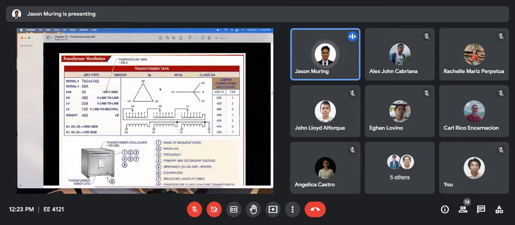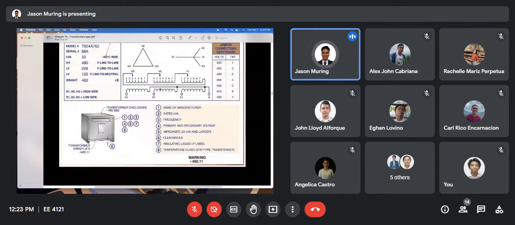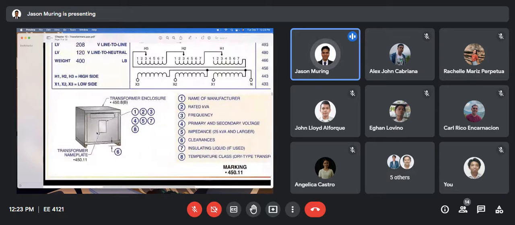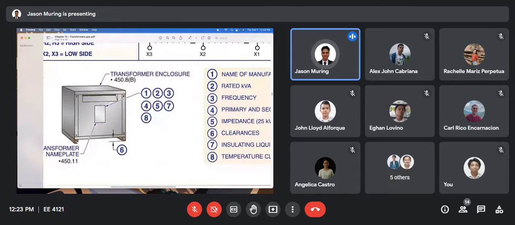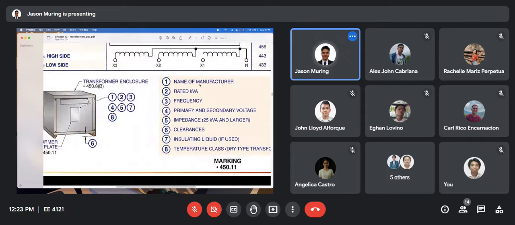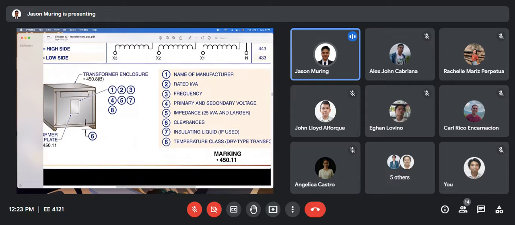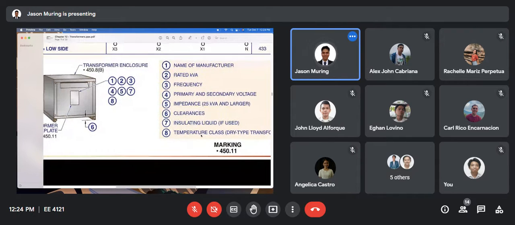Okay, then all transformers are required to be ventilated. Aside from that, all manufacturers of transformers must provide the specification of that transformer on the nameplate of the transformer. And the nameplate should contain this information. Name of the manufacturer, rated kVA, frequency, primary and secondary voltage, impedance. For 25 kVA and larger, then clearances and insulating liquids and temperature class.